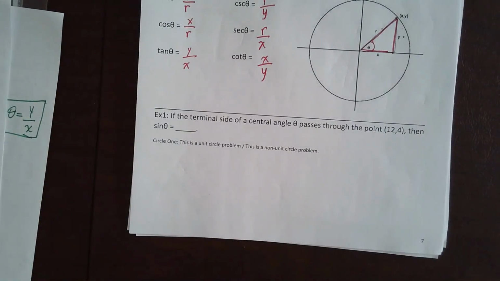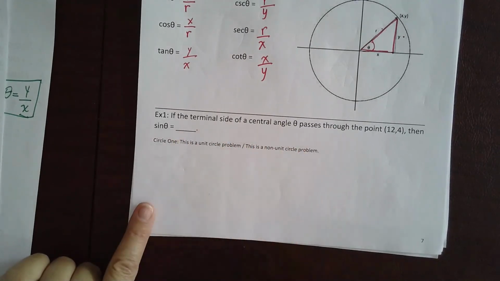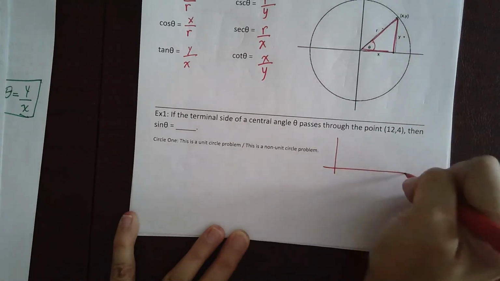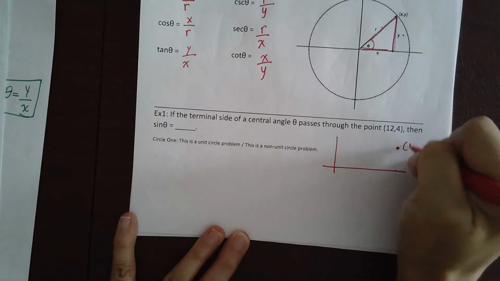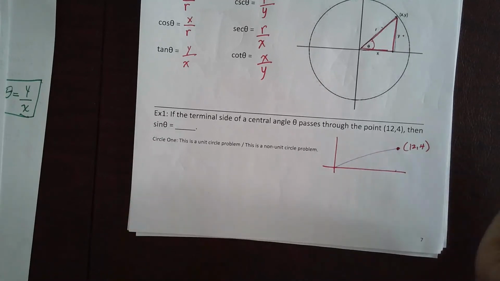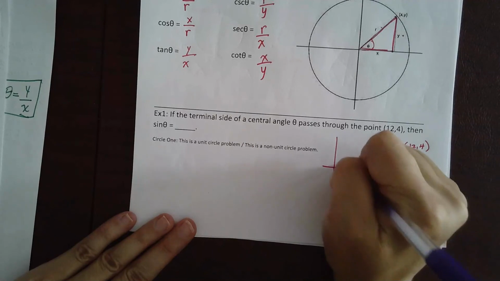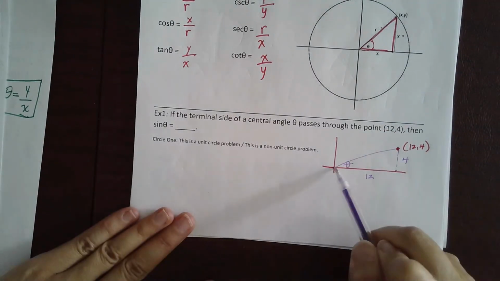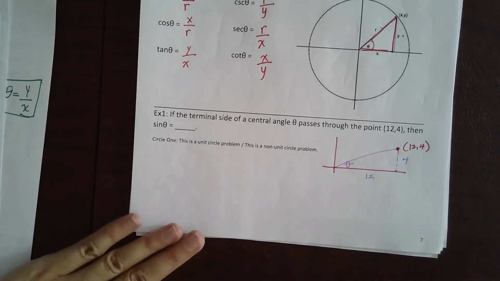So let's look at a specific example where it's not on the unit circle. If the terminal side of a central angle passes through the point (12, 4), then find the sine of theta. All right, (12, 4). So 12 on the x-axis, 4 on the y. Here's the point (12, 4). So we're going to make this a triangle, okay? My x distance is 12, my y distance is 4. So there's an angle. Is this on the unit circle? Will this radius be 1? You might be able to tell right now, and if not, check it.